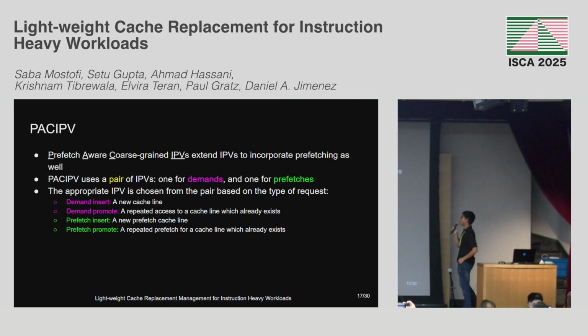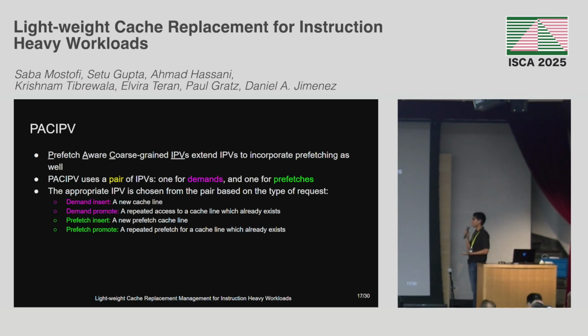So now let's talk about what are PAC IPVs. PAC IPVs stand for prefetch aware coarse grain IPVs. Prefetch aware is because we are specifically considering prefetch. Coarse grain because we are using RRPV positions instead of using LRU positions, and IPVs, as I explained to you before. So they extend the idea of IPVs to incorporate prefetch as well.